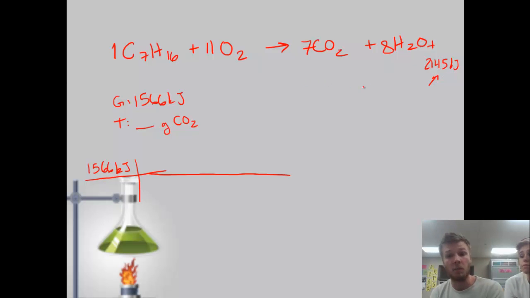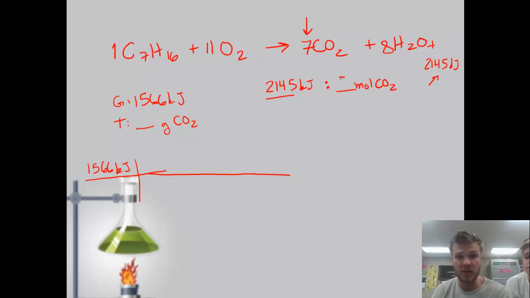So if I'm doing a ratio between, let's say, 2145 kilojoules, where 2145 is my coefficient, and moles of CO2, well, how many moles of CO2 do I have? In that equation, because it's all equal, 7. So 7 moles of CO2 equals 2145 kilojoules. That's my conversion factor, which means I've got to put 2145 kilojoules on the bottom, because I want to get rid of kilojoules. I don't need it anymore. And 7 moles of CO2 on top, because I know I've got to start seeing carbon dioxide somewhere. That's right. So now kilojoules is gone.